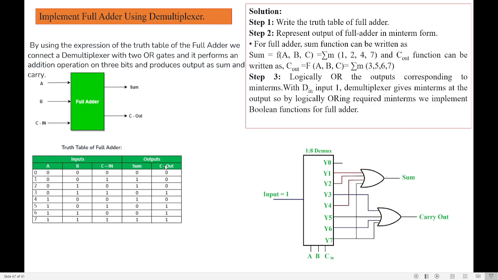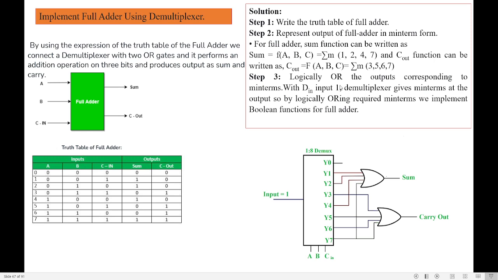Now write it for carry. Now can you see where the carry is high? Carry is high for 1, 2, 3, 4 places. Now go and check the combination for which carry is high. It is high for 3. Then it is high for 5. It is high for 6. It is high for 7. So 3, 5, 6 and 7. So I have written carry in terms of minterm as 3, 5, 6 and 7.